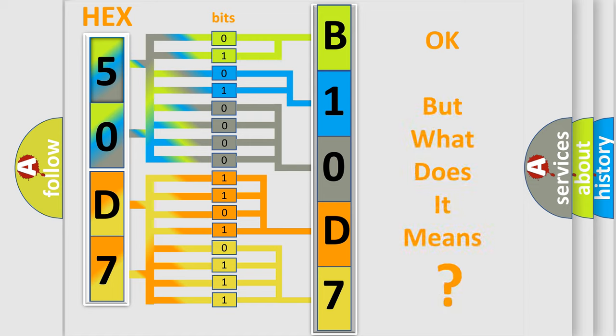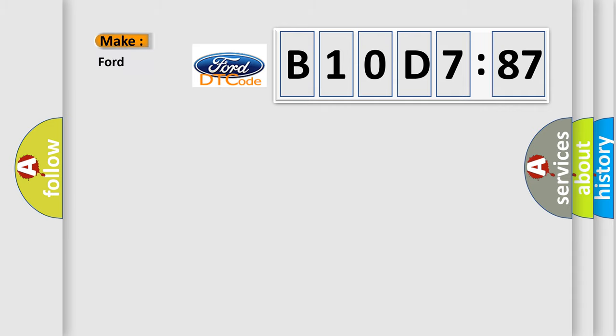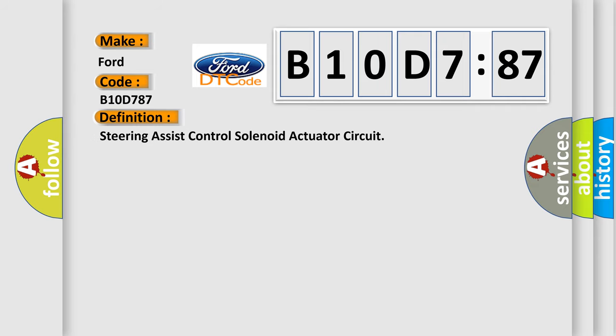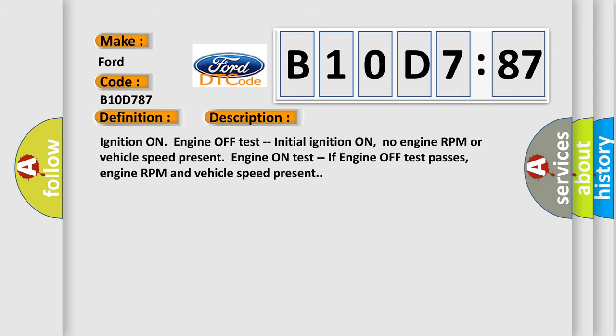The number itself does not make sense to us if we cannot assign information to what it actually expresses. So, what does the diagnostic trouble code B10D7-87 interpret specifically for Infiniti car manufacturers? The basic definition is steering assist control solenoid actuator circuit. And now this is a short description of this DTC code.